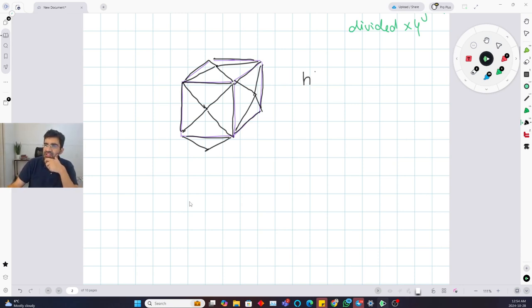It is of HK0 type. HK0 means the intercepts here and here are different. Okay, if you write 110, it means the intercepts on the A and B axes are the same, and on the other axis it is different.